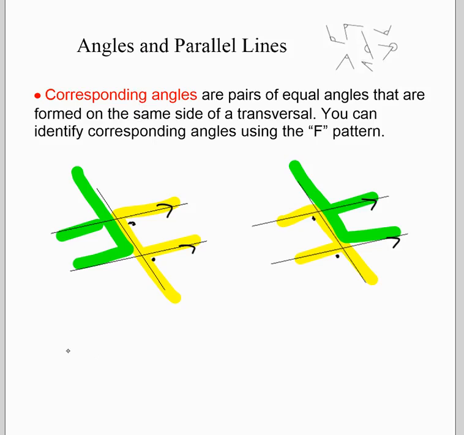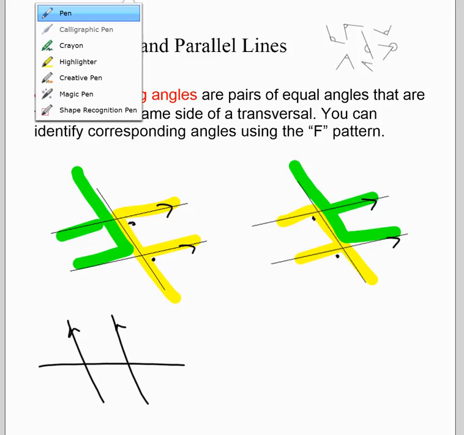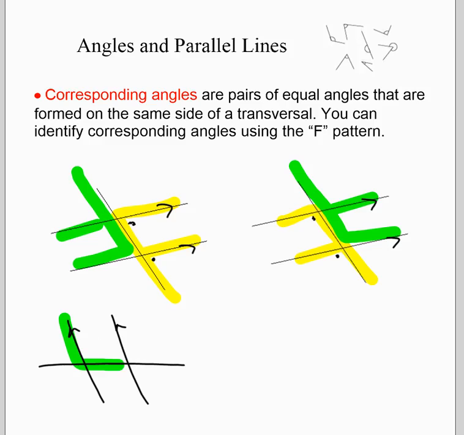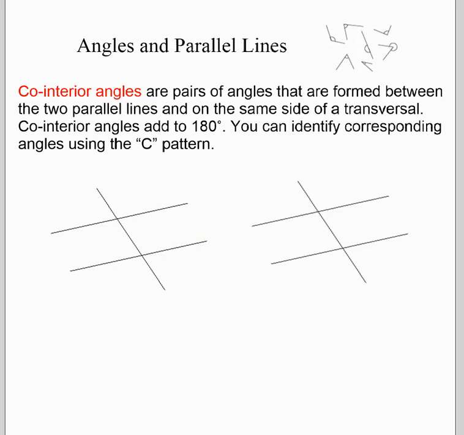Again, if my parallel lines look like something like this, it might not look quite like an F. It might look like that. So you might have to turn it to be able to identify where the F is. But that helps you to identify corresponding angles, which are equal and they are on the same side of a transversal. The last one is called co-interior.